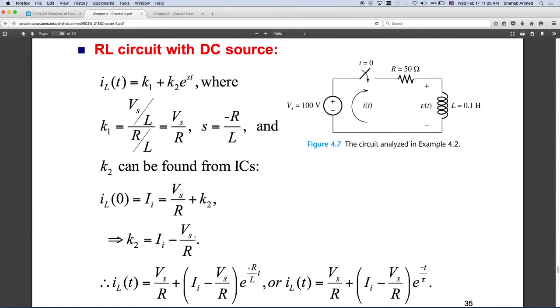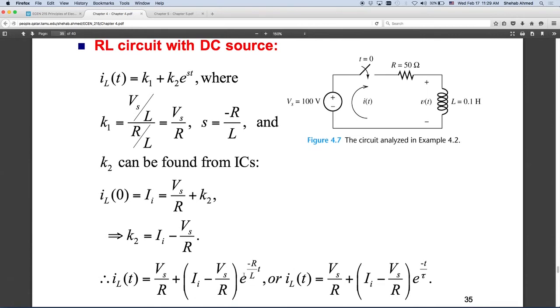So you have now K1, K2, and S. Substitute in the solution, K1 plus K2 e to the st, and this is the expression for current. And then write it in terms of the time constant. So bring the R into the denominator, and then you end up with e to the minus t over tau on the right hand side.